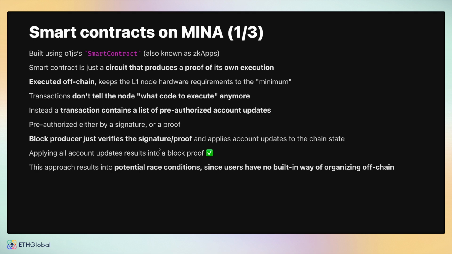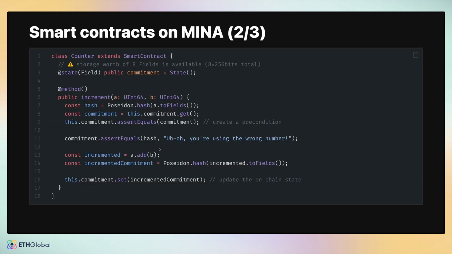However, there are also downsides to this approach. Running all the computation on the clients effectively results in race conditions because these clients are not aware of each other and they have no way of organizing the chain. So let's take a look at how you would implement a smart contract using O1.js.